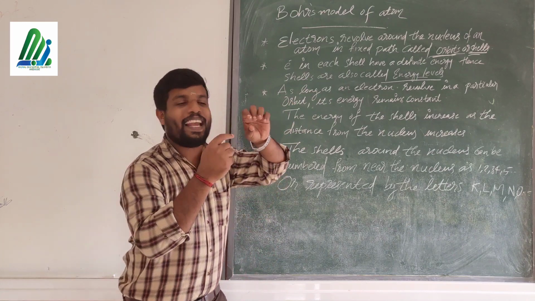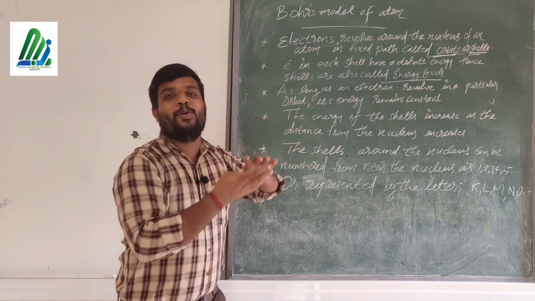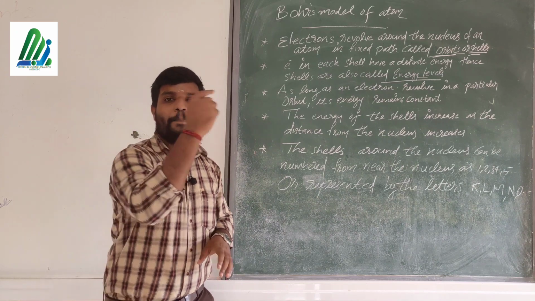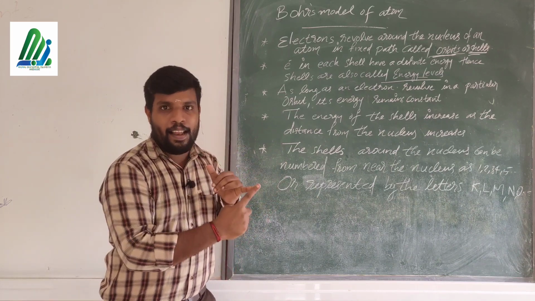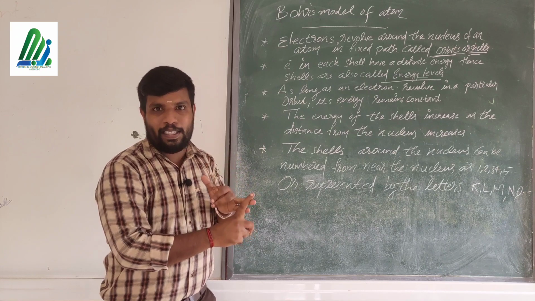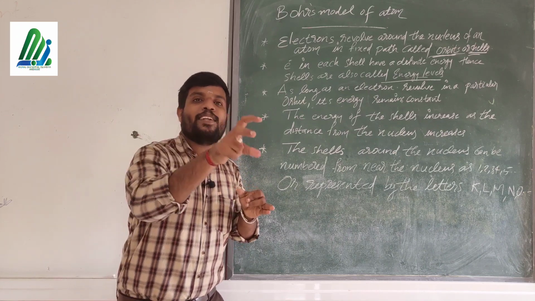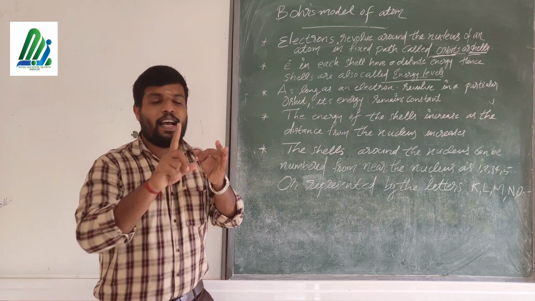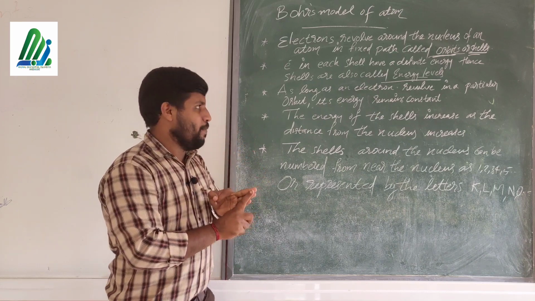So the electrons are revolving around the nucleus of an atom. That path is known as a shell, or otherwise an orbit. Because of the energy of the electrons revolving in them, these are known as energy levels.